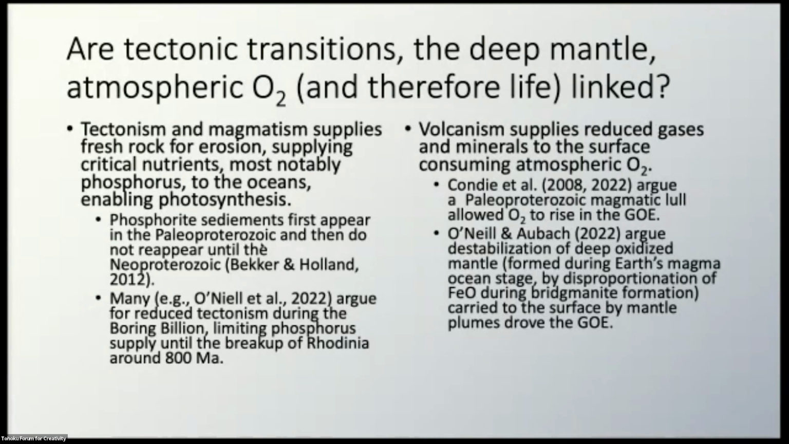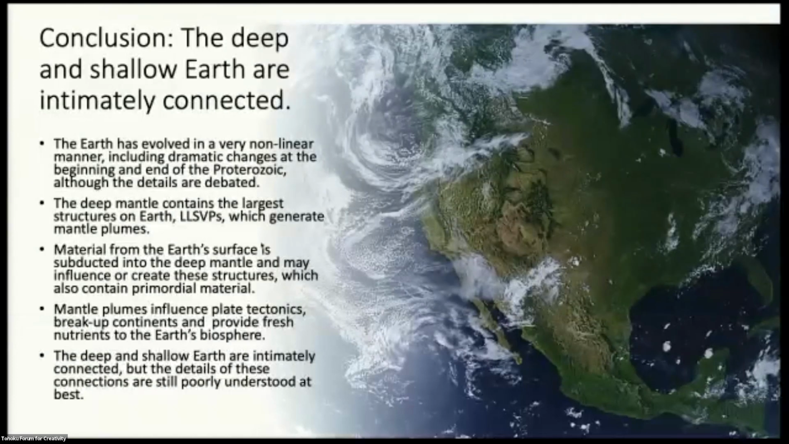Other ideas, on the other hand: volcanism supplies reducing components, so it's going to deprive the atmosphere of oxygen. And Kump has argued for a lull in volcanism in the Paleoproterozoic that allowed oxygen to rise. Another idea, from Neil and Auerbach, suggests that an oxidized layer deep in the Earth, carried by mantle plumes, rises to the surface in the Neoproterozoic.